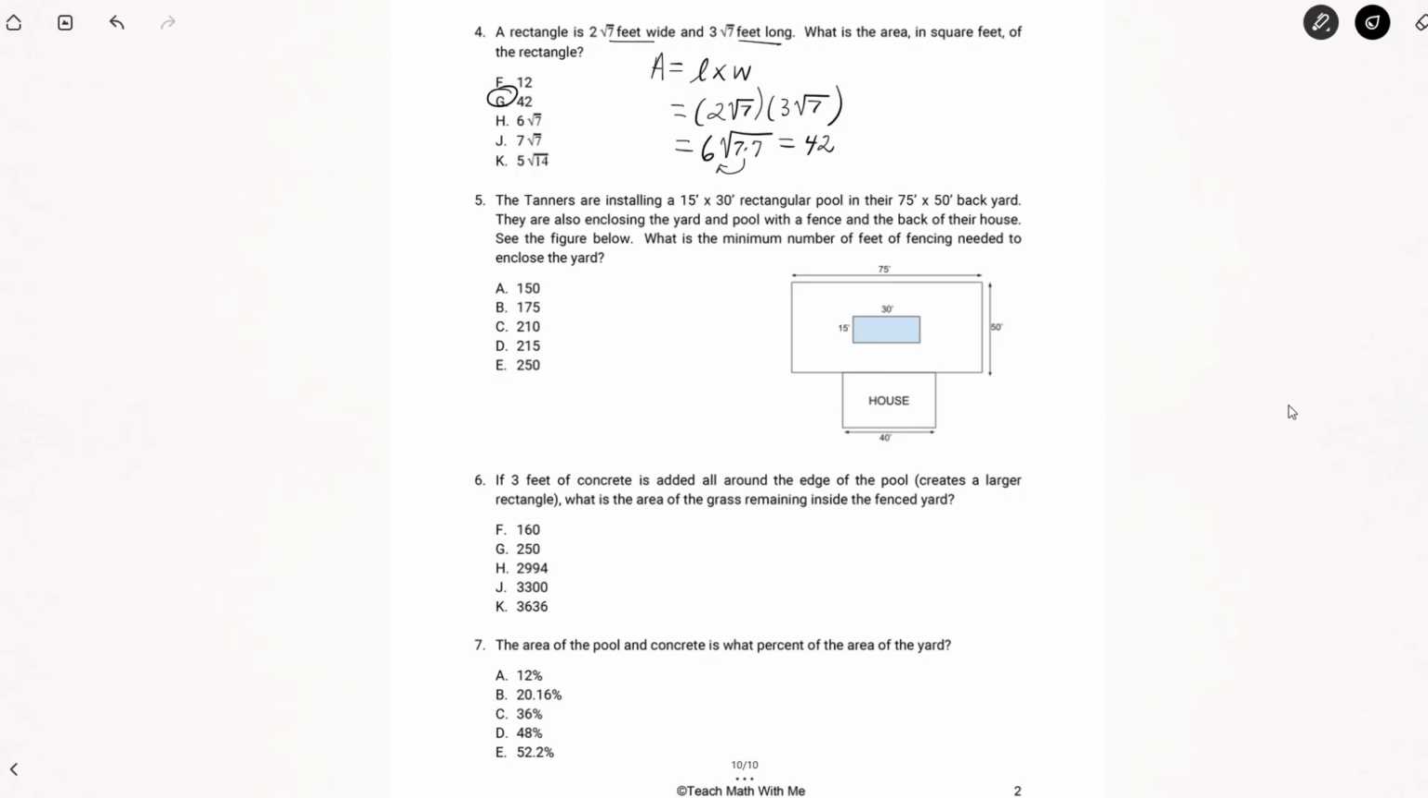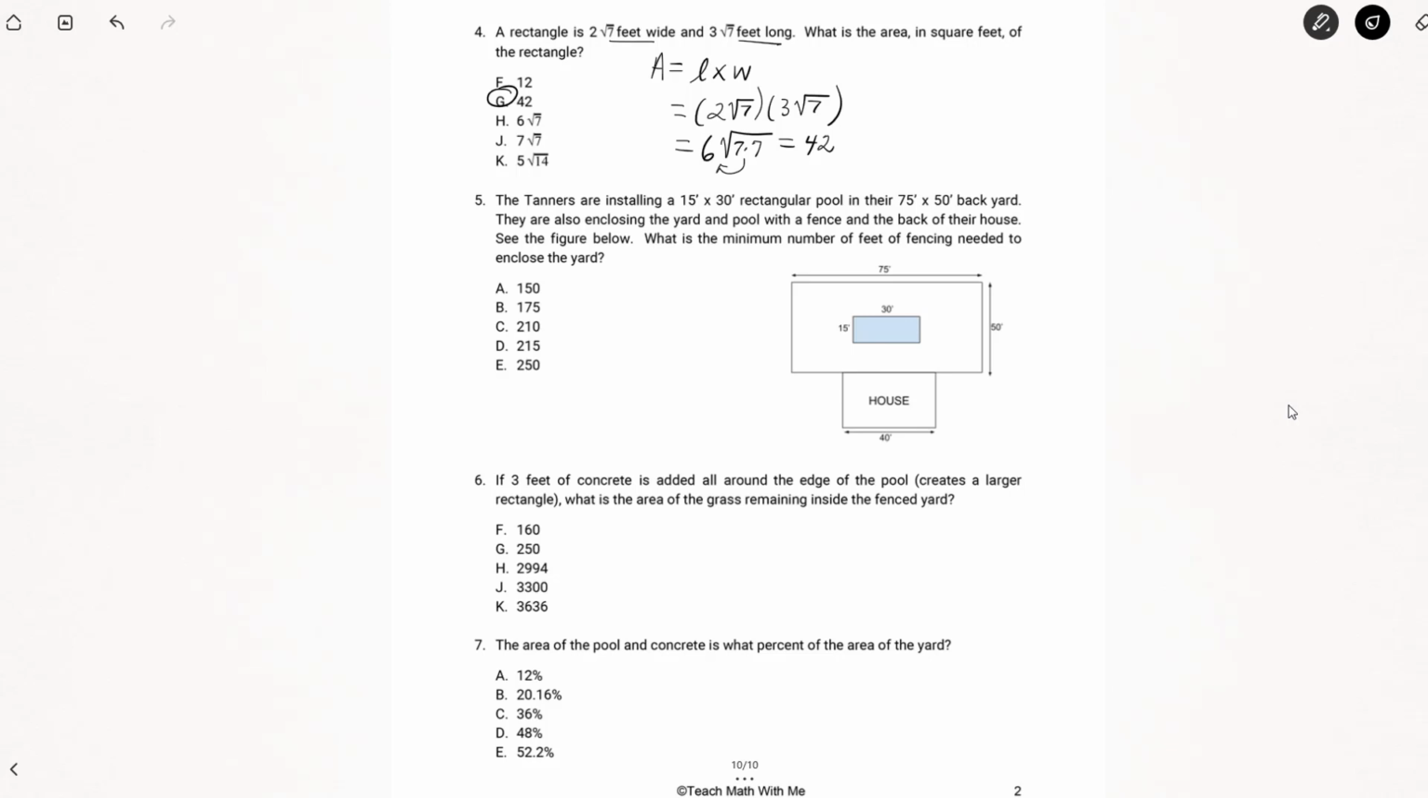Question number 5. The Tanners are installing a 15 feet by 30 feet rectangular pool in their 75 by 50 feet backyard. They are also enclosing the yard and pool with a fence and the back of their house. See the figure below. What is the minimum number of feet of fencing needed to enclose the yard?